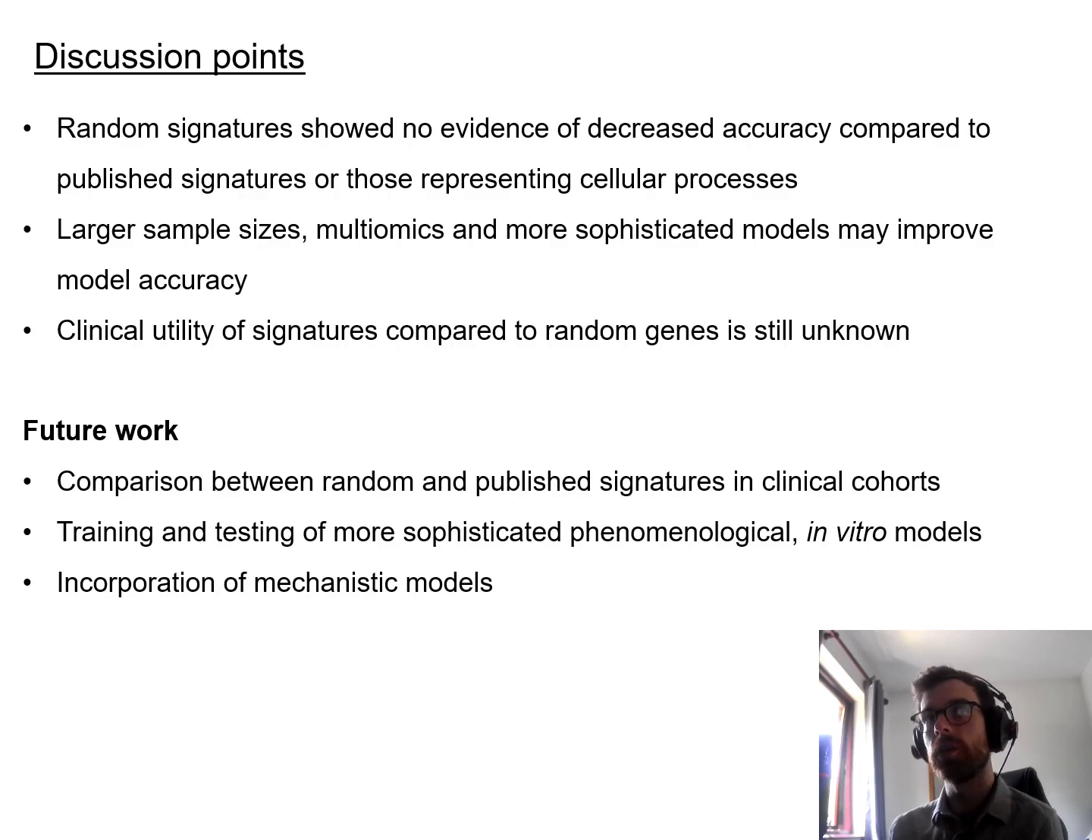Some discussion to close out. The random signatures showed no evidence of decreased accuracy compared to the published signatures or those representing cellular processes. Larger sample sizes, multi-omics, and more sophisticated models may improve the model accuracy, and the clinical utility of the signatures compared to random genes is still unknown.